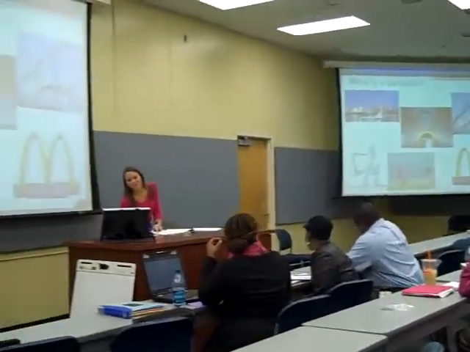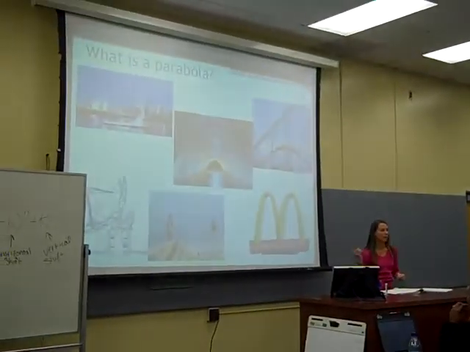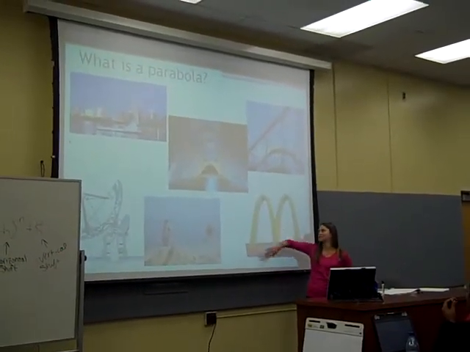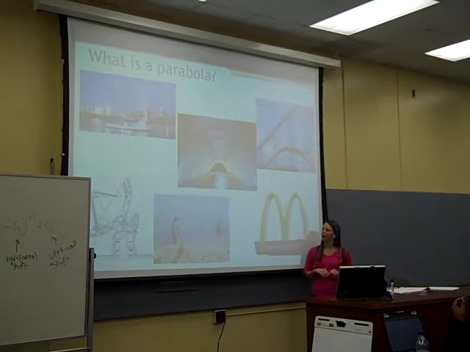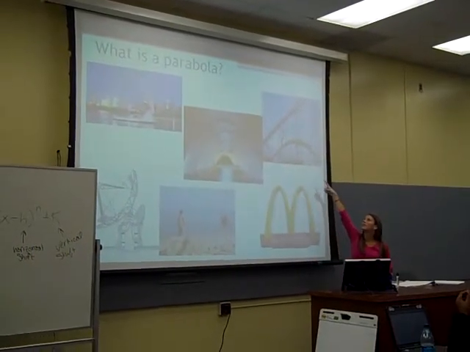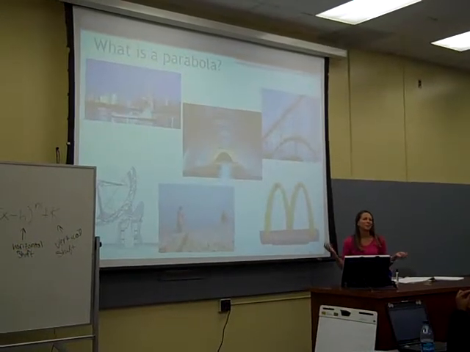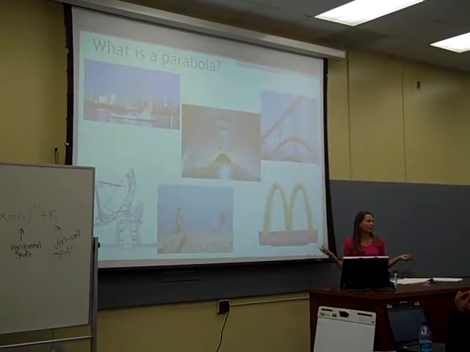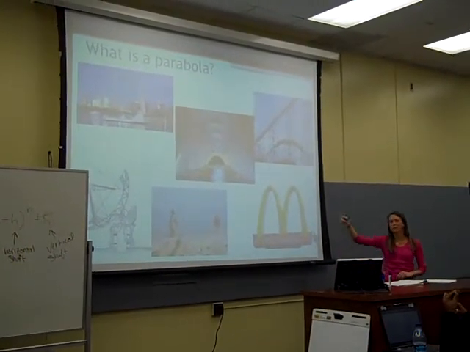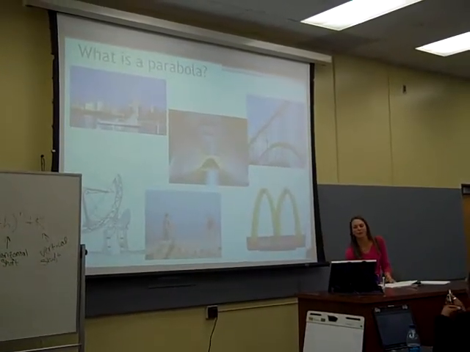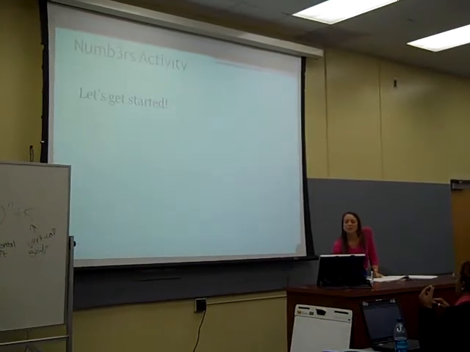So here are just a few examples of some parabolas that we see all the time. The shape on the McDonald's, one half of it is a parabola. You can see roller coasters have them. The arch in St. Louis, it's not a bridge. What is it called? Arch. So there are just a few examples of how we can see parabolas all the time around us.